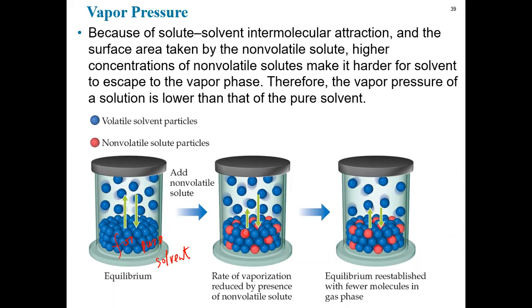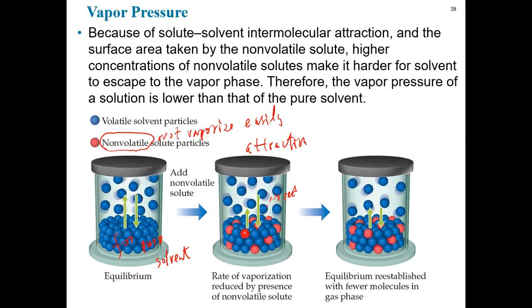After you add this, a couple of things happen. One is the attraction between the red and the blue is different from the attraction between blue and blue. So the red tries to hold back those blue particles. You don't see any red in the gas, because those red are non-volatile. Non-volatile means not vaporized easily, so they pretty much stay in the liquid or solid. So that's one reason.